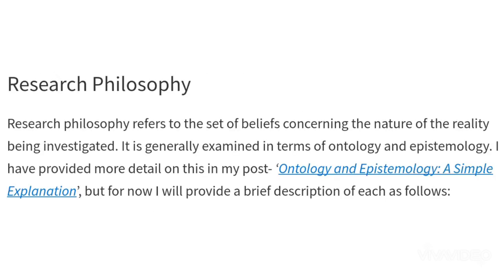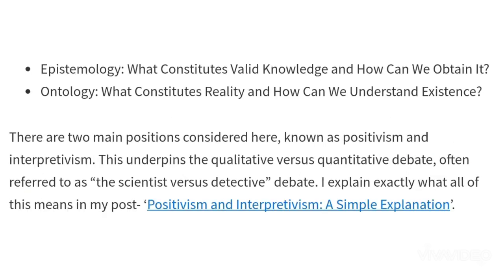Firstly, research philosophy. Research philosophy refers to the set of beliefs concerning the nature of the reality being investigated. It is generally examined in terms of ontology and epistemology. Epistemology is what constitutes valid knowledge and how we can obtain it. Ontology is what constitutes reality and how we can understand existence. There are two main positions considered here, known as positivism and interpretivism. This underpins the qualitative versus quantitative debate, often referred to as the scientist versus deductive debate.